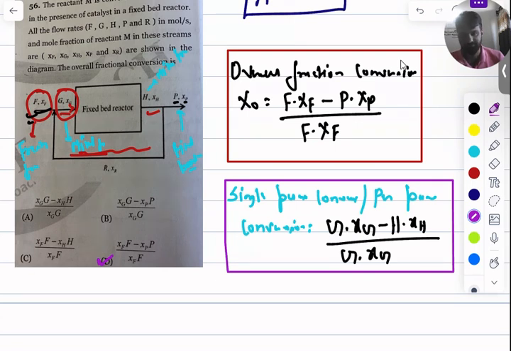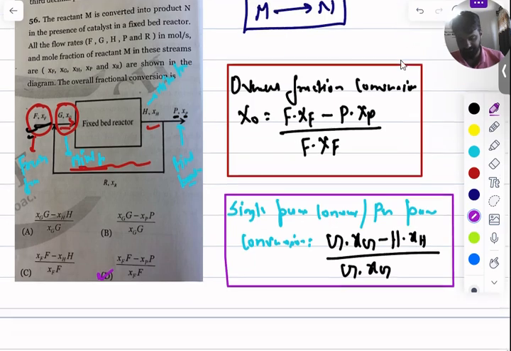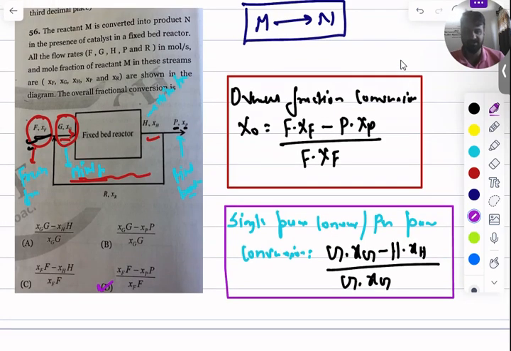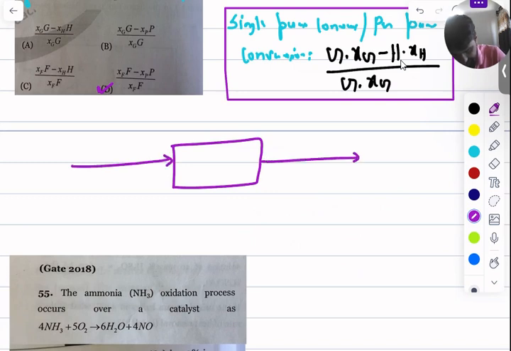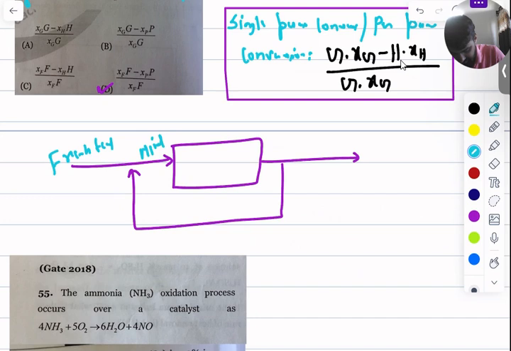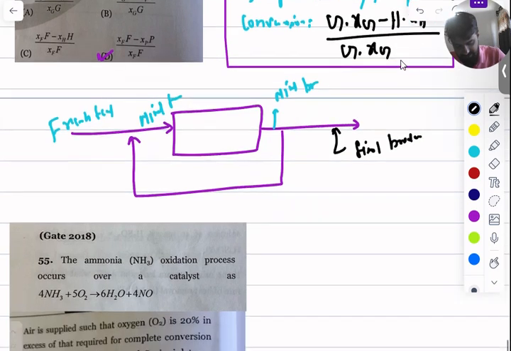Is that clear? Is there any doubt in this? How we are writing the single pass conversion and overall conversion, right? This is very, very important. So whenever we talk about the single pass conversion, let's say this one is the reactor and this recycle stream is coming something like that. So this fresh feed is going, and this one is your mixed feed. This one is your mixed product and this one is your final product. Is that clear?